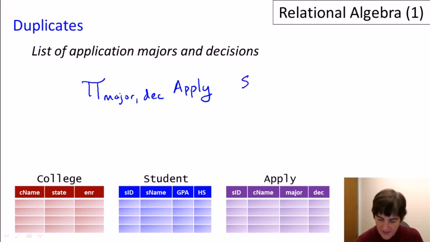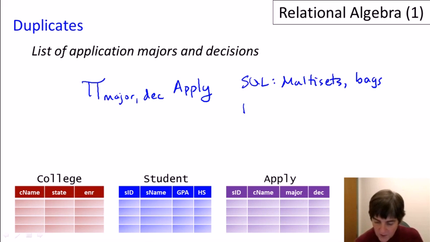So SQL is based on what's known as multi-sets or bags, and that means that we don't eliminate duplicates, whereas relational algebra is based on sets themselves, and duplicates are eliminated. There is a multi-set or bag relational algebra defined as well, but we'll be fine by just considering the set relational algebra in these videos.